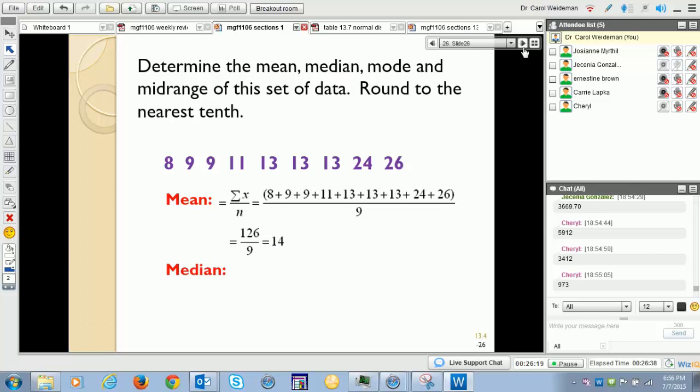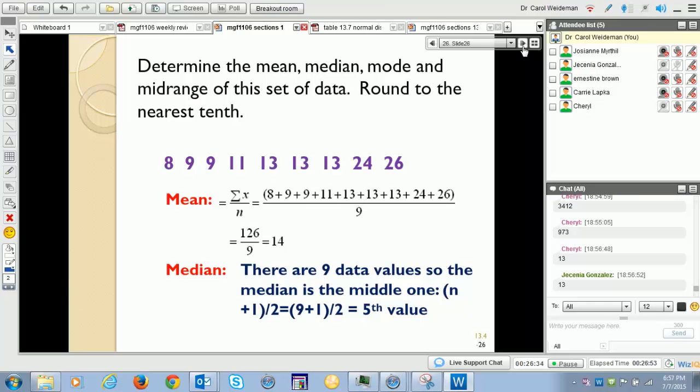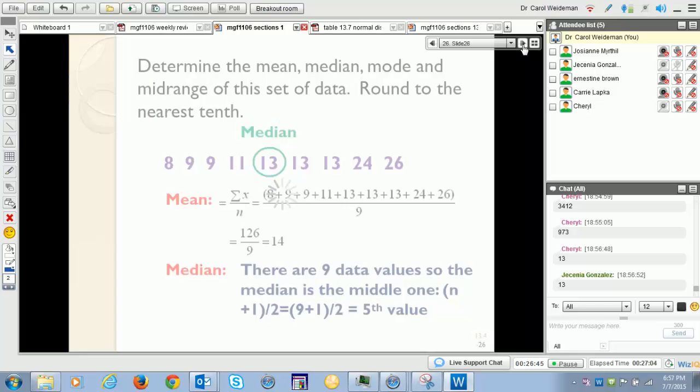And then how about the median? Okay, they're nicely in order. They have to be in order, ascending order, for you to do the median. So there's 9 data values. So the median is going to be right in the middle. 1, 2, 3, 4, 5, right there. 13, yes, right in the middle. There's the median. If there was another data value here, if there was 10 of them, then you would average the middle two. But because there's an odd number, there is one number right in the middle.